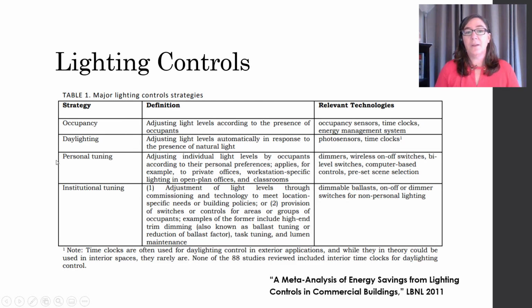The next one is called personal tuning, and this is a way for individual occupants of a building to control the lighting levels in their own workspace or living space. So, personal control of their task lighting typically. And we do this with dimmers, on-off switches, bi-level switches, or scenes.